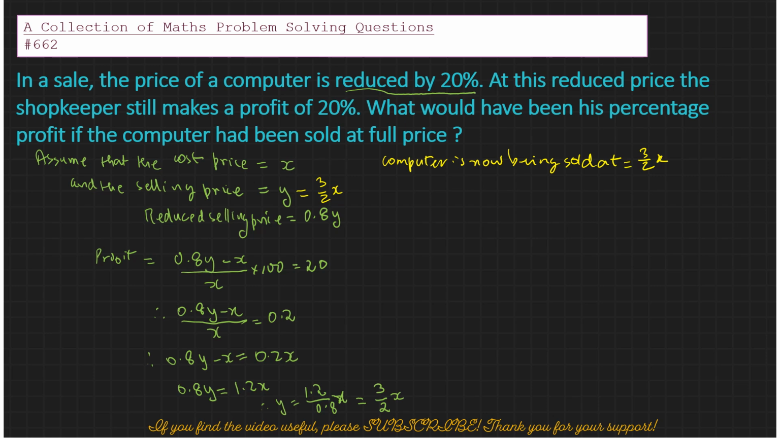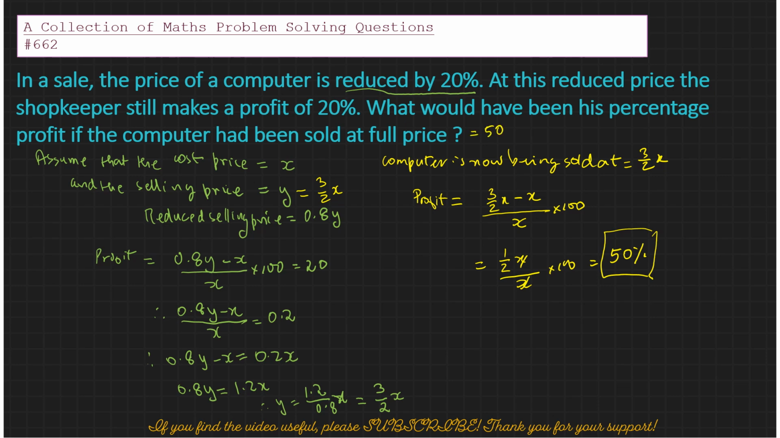So therefore profit would be 3 out of 2x minus x out of x times 100, and that equals half x divided by x times 100, and that is 50%. And that is the answer, 50%. So if it had been sold at full price, the profit would have been 50%.